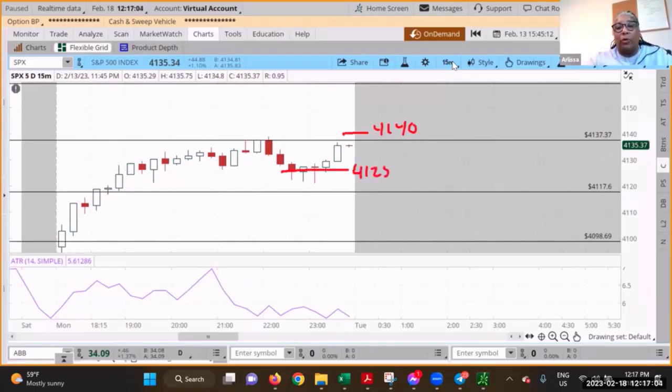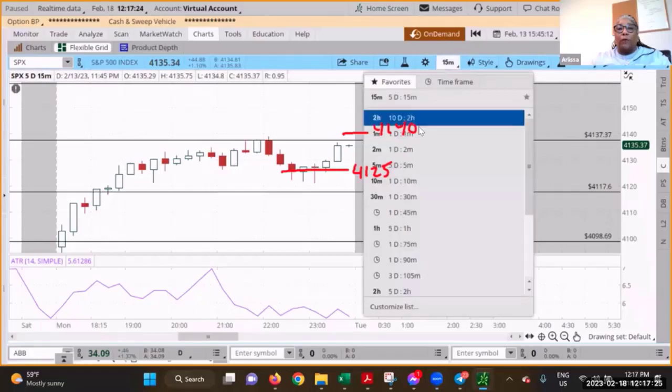Looks like 41.25 is the support right here. So this is the 15-minute chart. We will be looking at this 3:30 candle right here to see, does it meet the criteria? Let's say that it didn't meet the criteria, and we wanted to go forward.